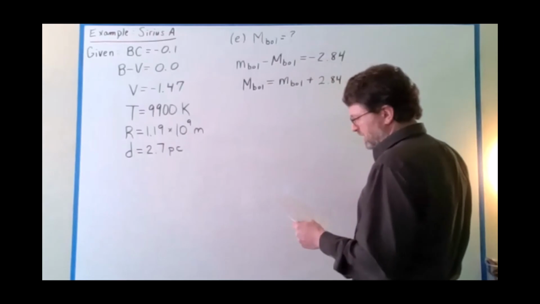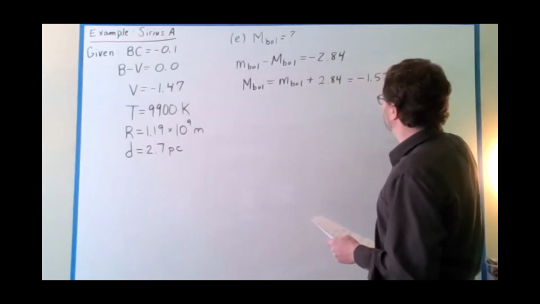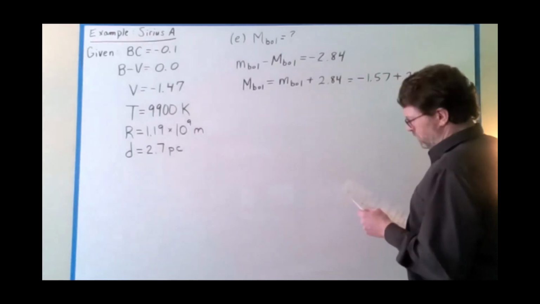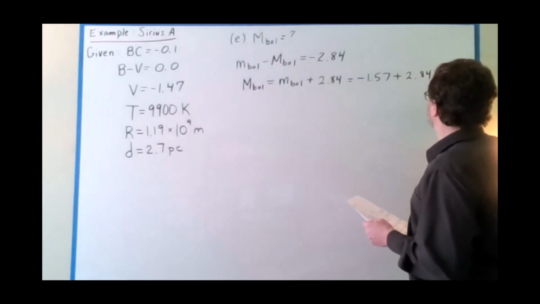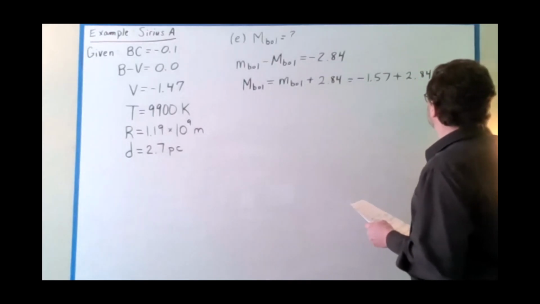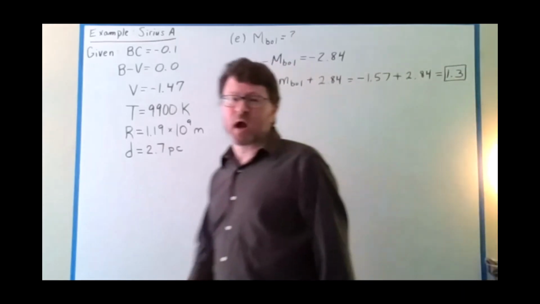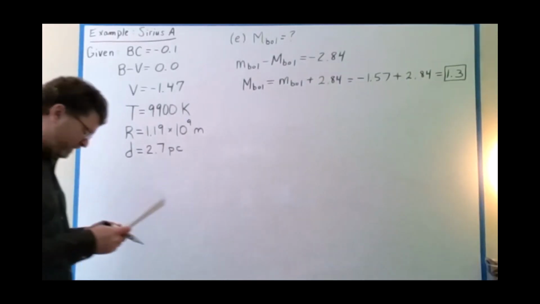And then from part B, we found this was negative 1.57 for lowercase m bolometric, plus 2.84. And this is equal to 1.3. Because I want to avoid a cumulative round off error, I'll just stop at the 1.3 and not try to write any more digits, which I fear would be insignificant.